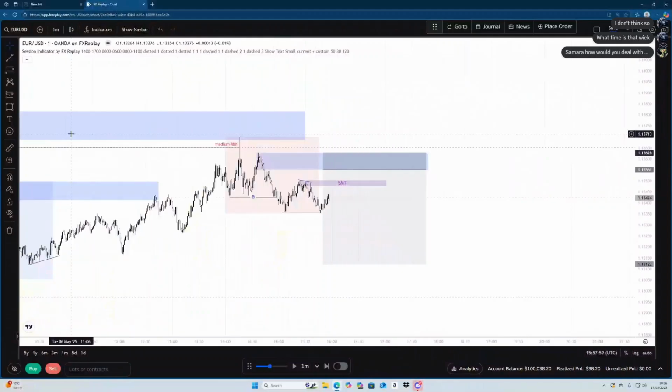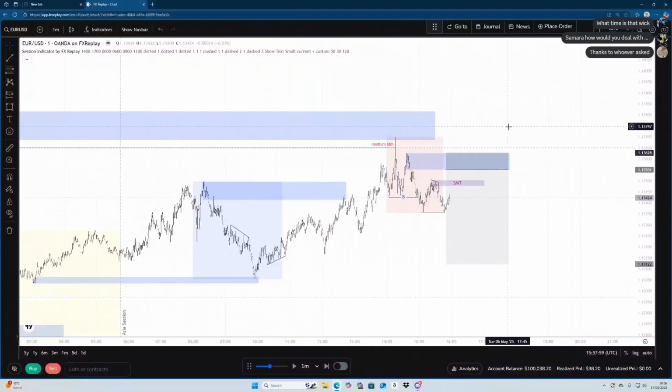And this zone led to the wick, not the bodies, and it's on the 50% of the fib, so I'd wait here, set my limit.